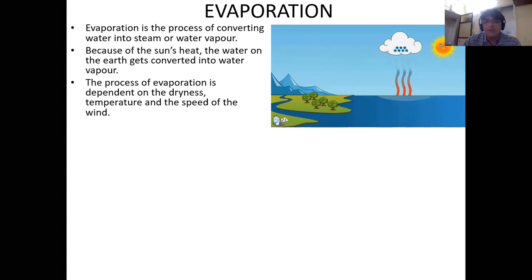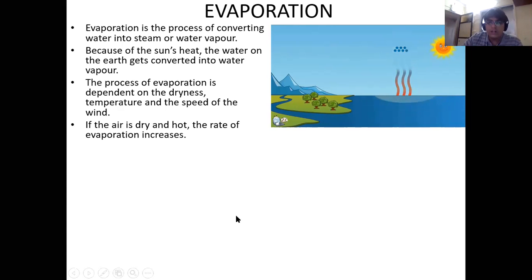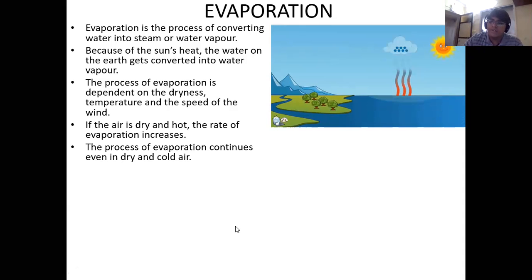The process of evaporation is dependent on the dryness, temperature, and the speed of the wind, that is, how dry the air is, what the temperature of the air is, and how fast the wind is. If the air is dry and hot, the rate of evaporation increases. The higher the sun's temperature, the drier and hotter the air, the more evaporation there will be, and the water evaporates quickly. The process of evaporation continues even in dry air and cold air, but in cold air it will be slower.